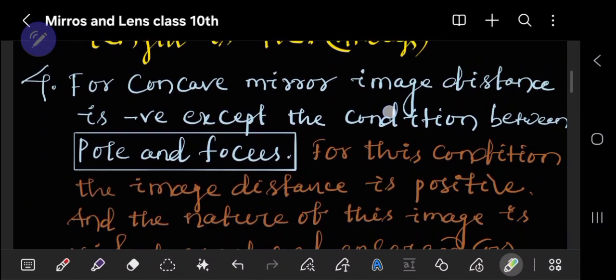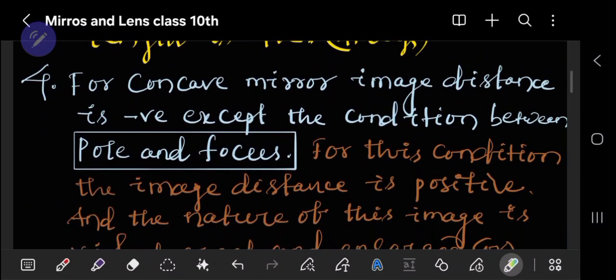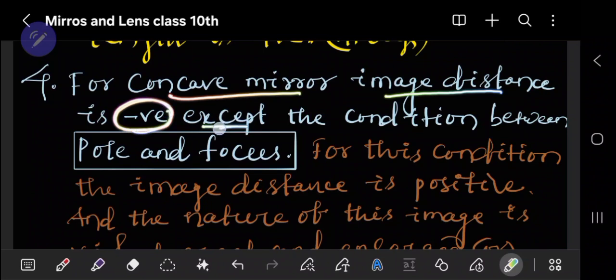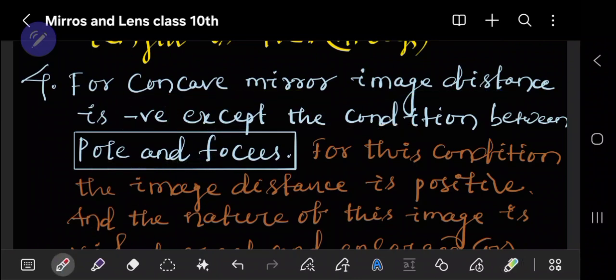Now coming to point number 4. For concave mirror, the image distance is negative, except in the condition between the pole and the focus. Because usually when we are dealing with concave mirror, there are 6 cases. How many cases? 6 cases.